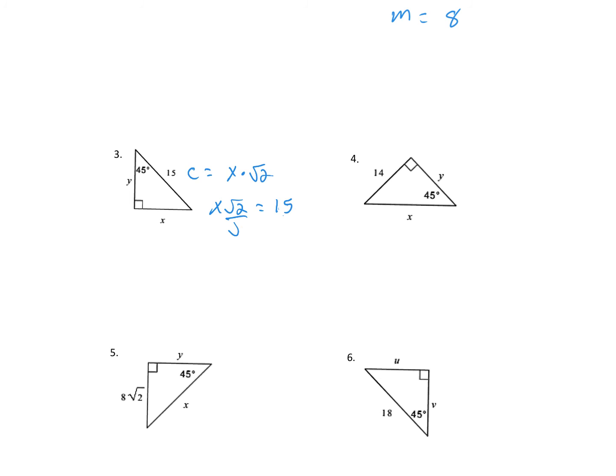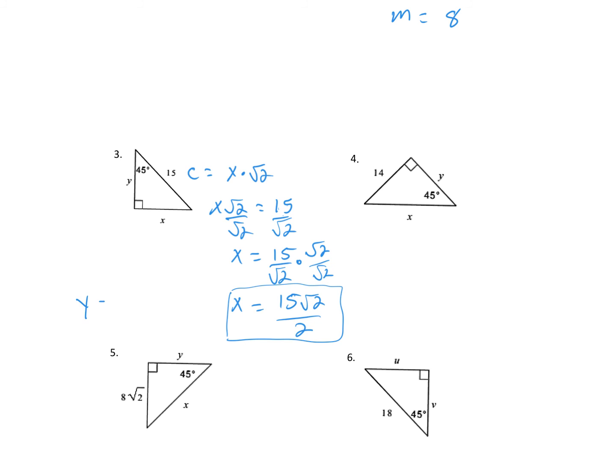So now we want to divide by root 2, divide by root 2. X equals 15 divided by root 2. I don't want a root 2 in my denominator, so I'm going to multiply by root 2 over root 2, which gives me x equals 15 root 2 over 2. And that would be my answer for x. My y is exactly like x, so I'm just going to leave it just the same. Once you find one, you can get the other one.